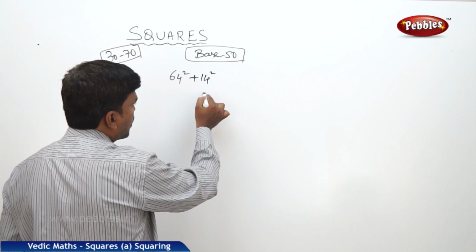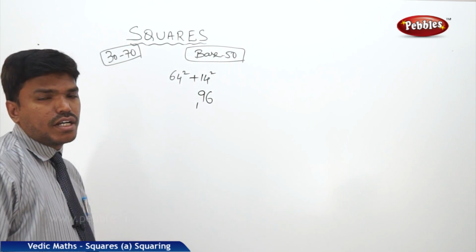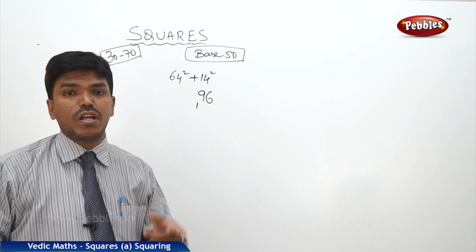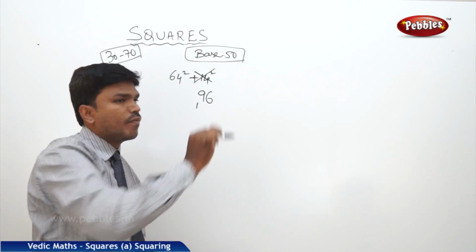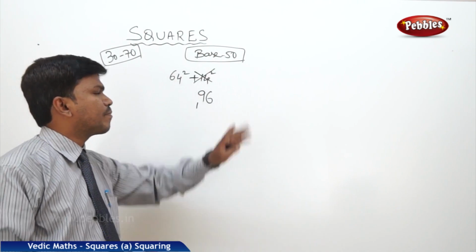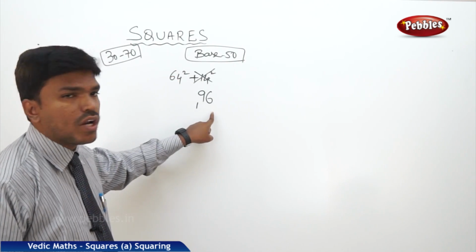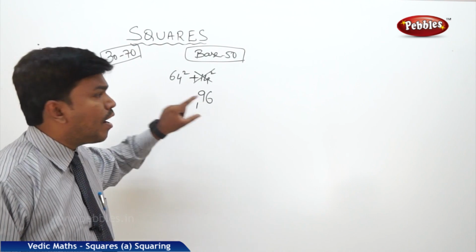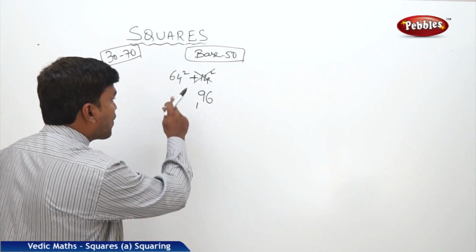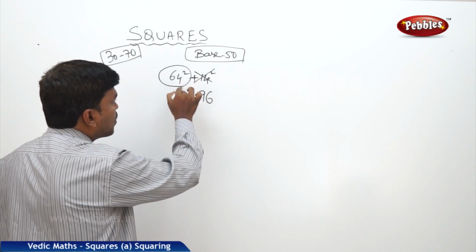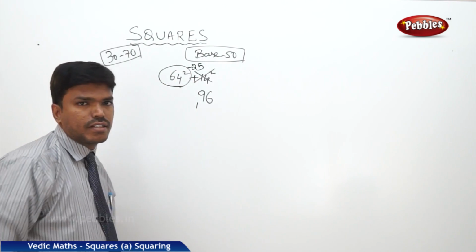196. But I am writing 96 and 1 will be the carry. Now what you need to do, ignore this 14, whatever be the excess number, ignore for some time. Now to get the left side part of the answer, this is the right side part we got. Now to get the left side part, subtract 25 from the main number we have taken.